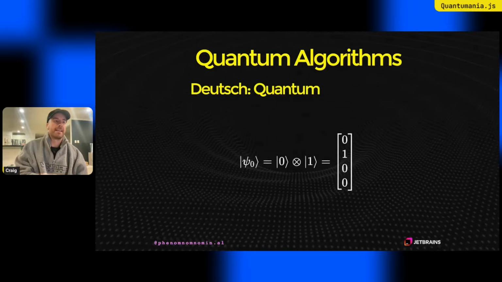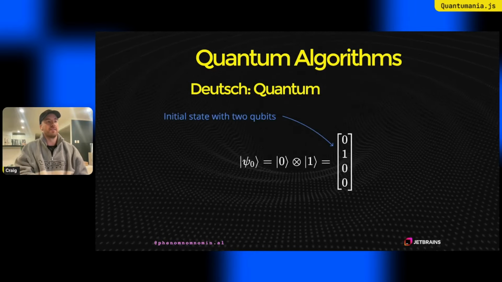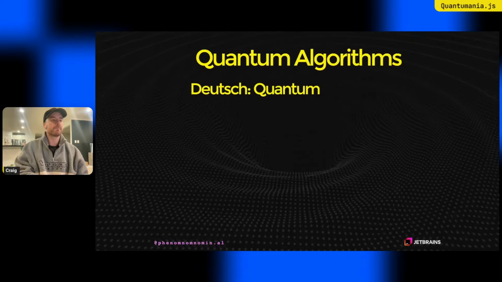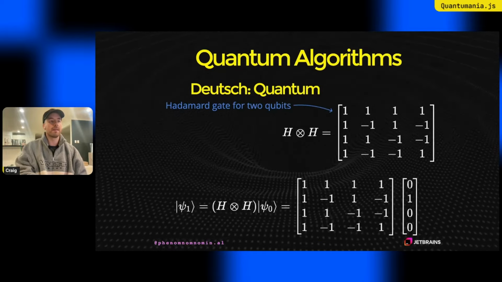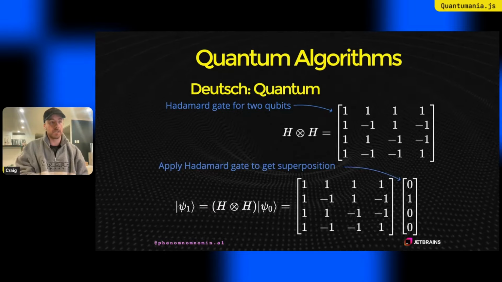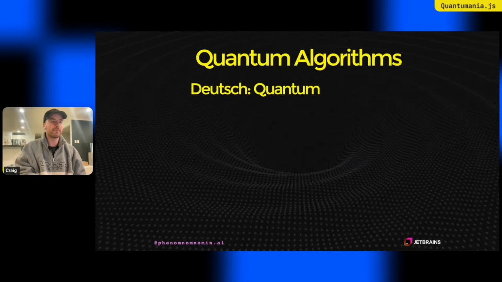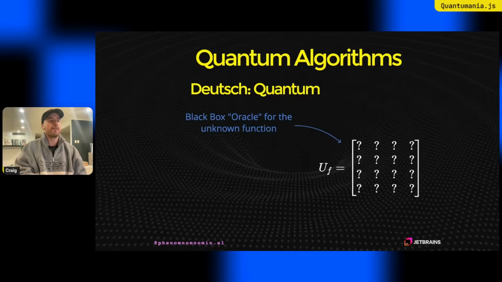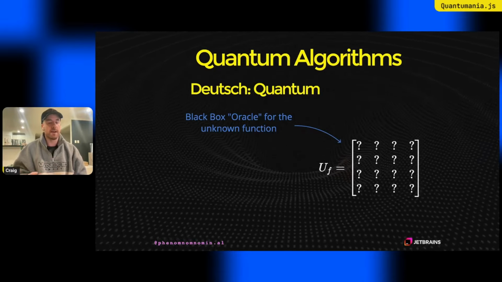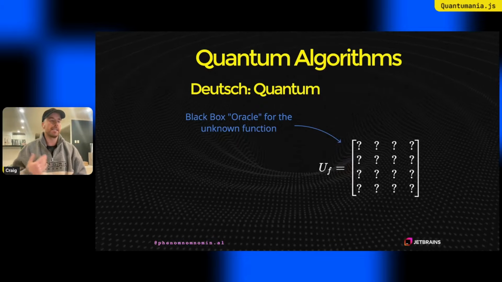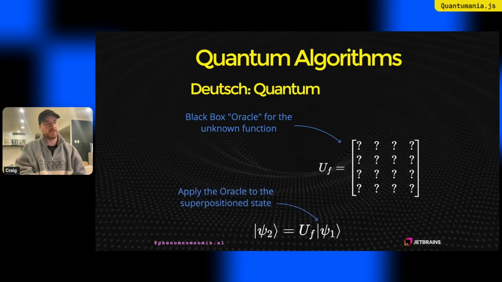The quantum implementation of this is a little bit more complicated, but more interesting. We're going to have an initial state with 2 qubits and a Hadamard gate for 2 qubits. We apply the Hadamard gate to get a superposition, so the state where all the possibilities are possible. And we have some black box oracle matrix. This is the input that we don't know about. We don't know what this function is. This is the answer that we want to find out. And we apply that to our superposition state.